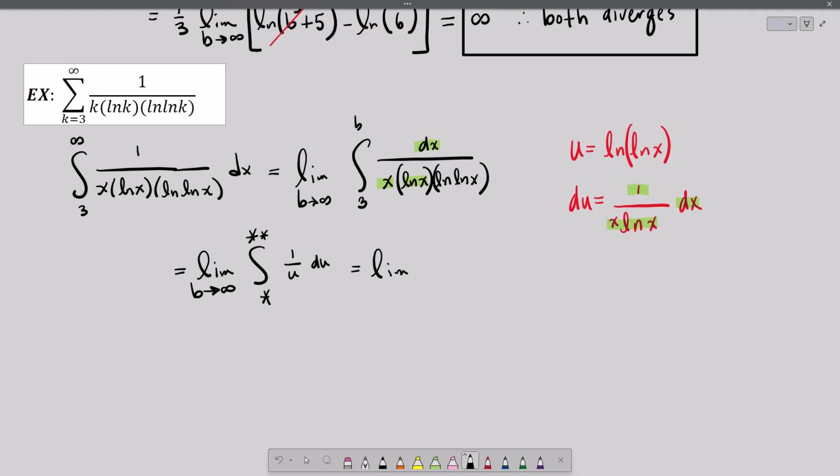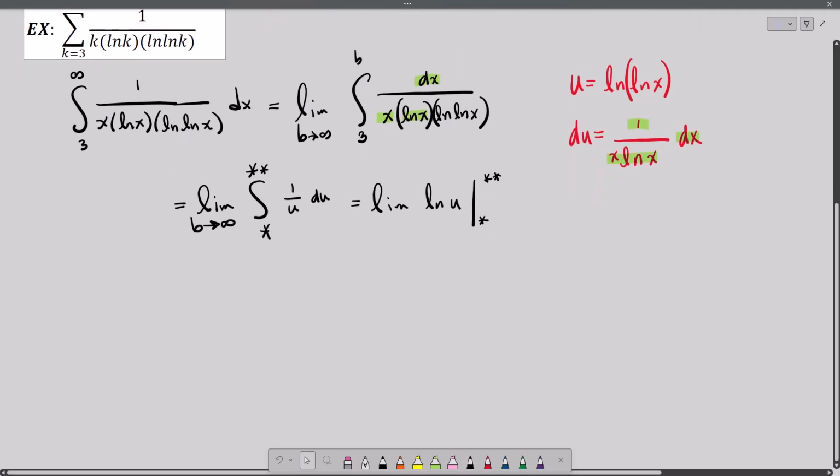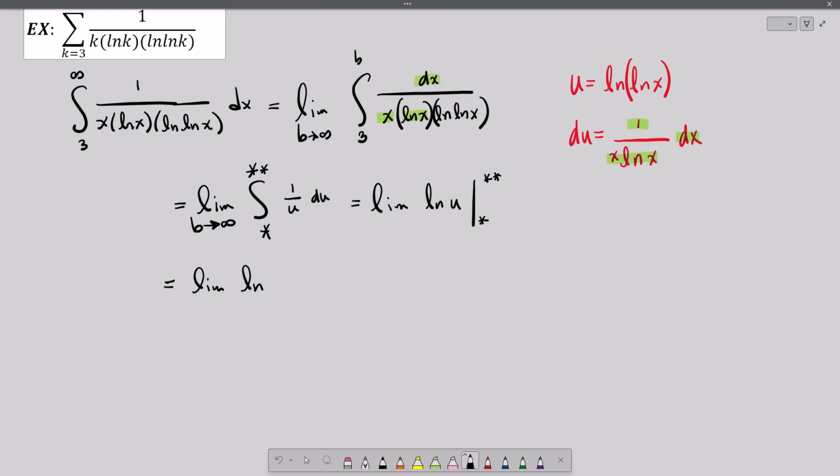Natural log of absolute u, and we don't need absolutes here just because everything's positive. We're going to infinity from 3. So this is ln of u with placeholders. Now we're going to convert back. So we're going to have limit of ln of u. U was ln of x. So we have ln of ln of ln of x from 3 to b.